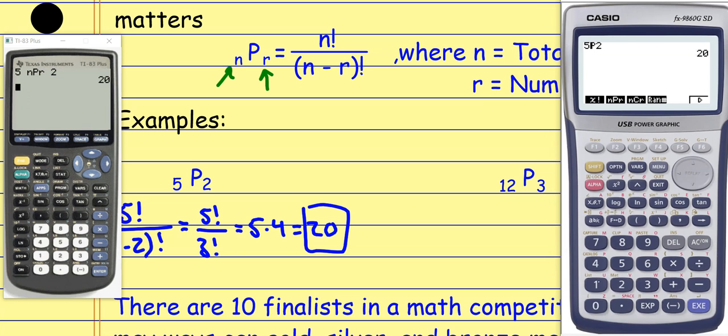Well, on the Casio, I've already got it pulled up. I hit 12, F2 for the permutation button, and then the 3, and I hit enter, and it gives me 1,320. On the TI over here, I have to type in the 12, and then I have to go to math, over to probability, then down to number 2, then the 3. So I have to keep going back into that probability menu each time. Not a big deal, but there it is. So 1320.